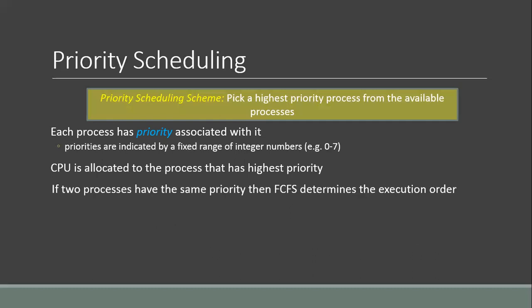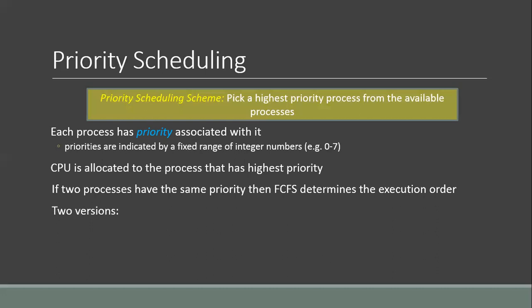If two processes have the same priority, then FCFS determines the execution order. If the ready queue has two processes with the same priority value, which process will be selected for execution? In this case, we use the first come, first serve policy. The process that arrived first in the ready queue will be selected.